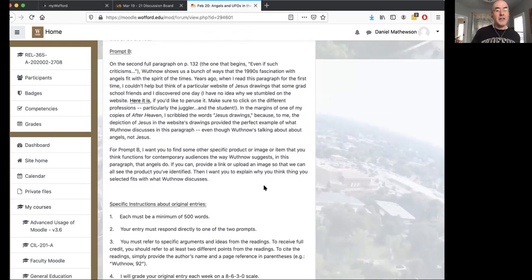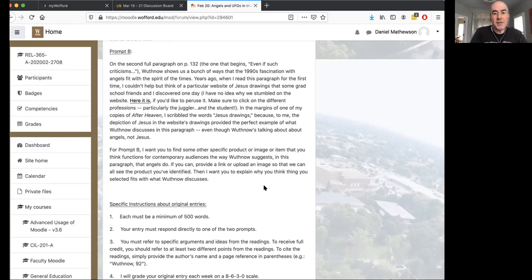Prompt B, on the second full paragraph. So here I'm zeroing in on something really precise, but in my mind it's a little section of the chapter that is a distillation of a lot of the things that Wuthnow is discussing. In the second full paragraph on page 132, Wuthnow shows us a bunch of ways that the 1990s fascination with angels fit with the spirit of the times.